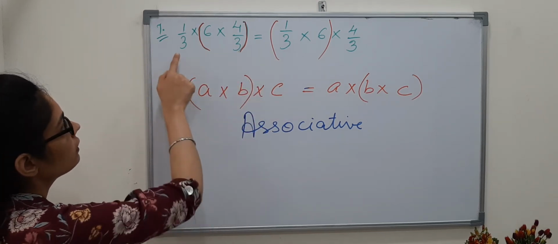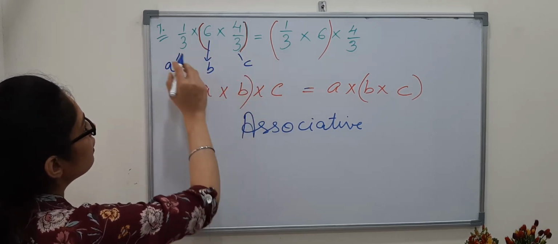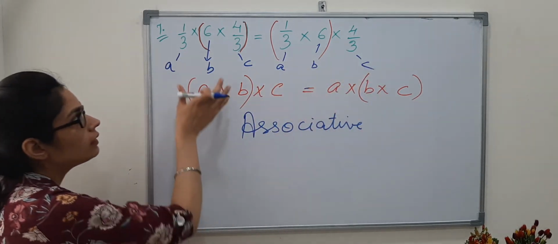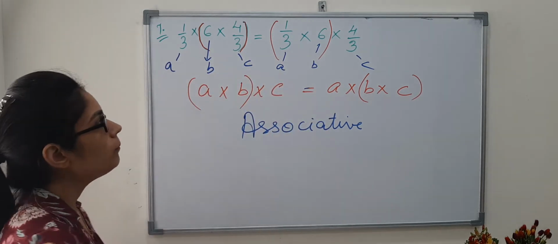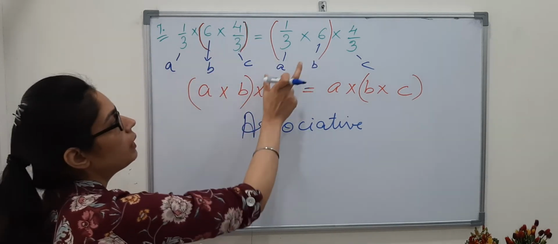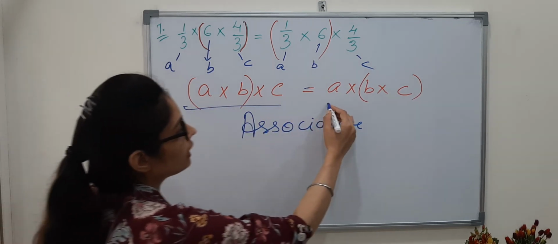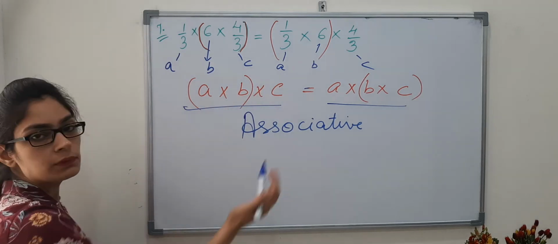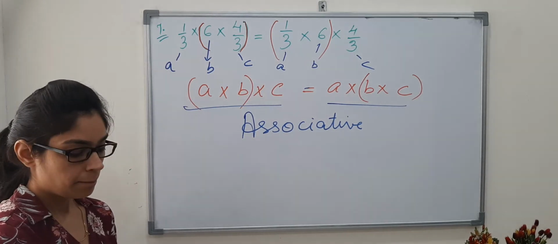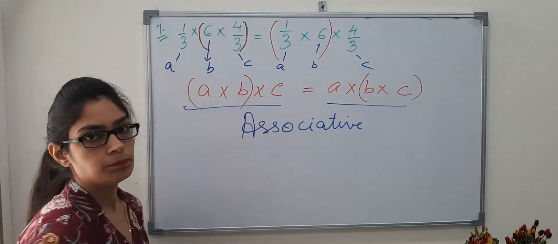See, I have got three numbers. I will consider this as A, this as B, and this as C. See, 1 by 3, 6 and 4 by 3. 1 by 3, 6 and 4 by 3. See, the terms are same on both sides of equals to, but the only thing is in the first term the bracket is on 6 into 4 by 3. In the second term the bracket is at the starting of the expression. So only the place of the bracket is changed, but the terms are same. So this property is associative property. Only this you have to mention. By using associative property, we can compute or write these terms equal to this term.